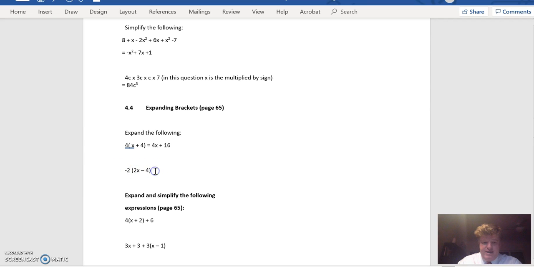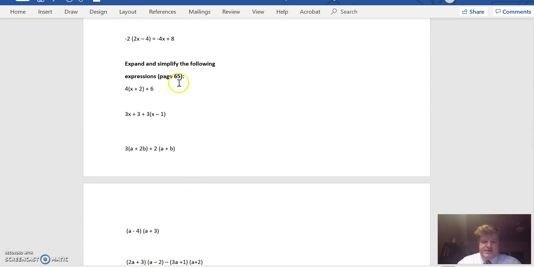So let's have a look here. We have to think about our signs. We've got negative 2 times 2x. Well, 2 times 2x is going to be 4x. We've got a negative. So negative times a positive is a negative, so we're going to have negative 4x. And now we've got 2 times 4 is 8. We've got a negative multiplied by a negative. A negative multiplied by a negative gives us a positive, so it's going to be negative 4x plus 8. So we've expanded that one.